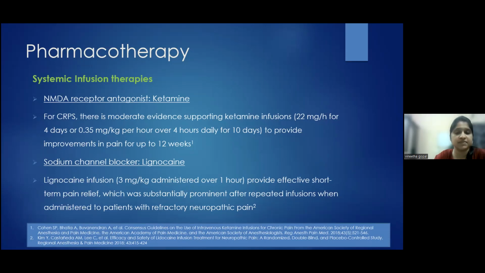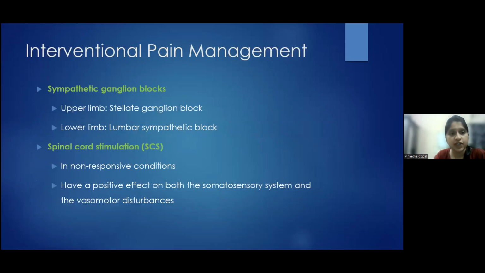But all of you should go back and read this one for ketamine. Everybody who is practicing, who gets patients with CRPS or fibromyalgia, this first reference you should definitely go back and read. And for some interventions in CRPS, usually it is a sympathetically mediated pain.